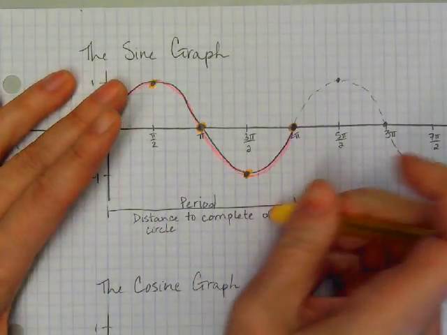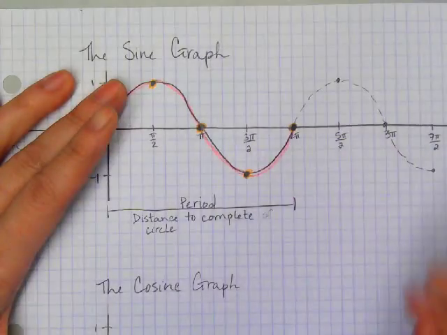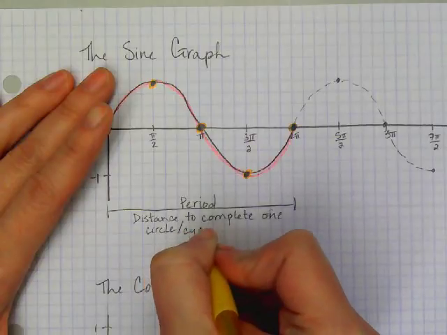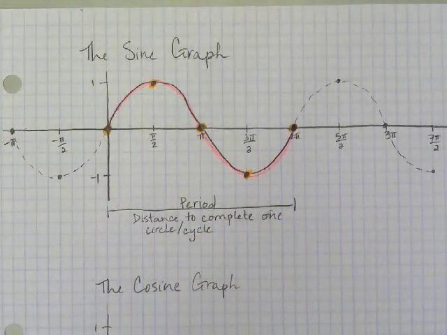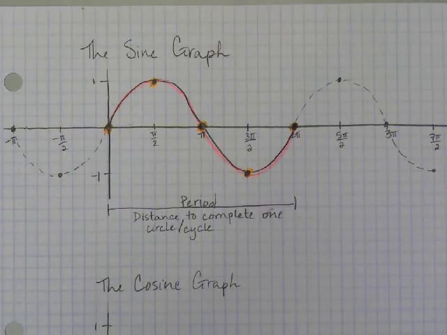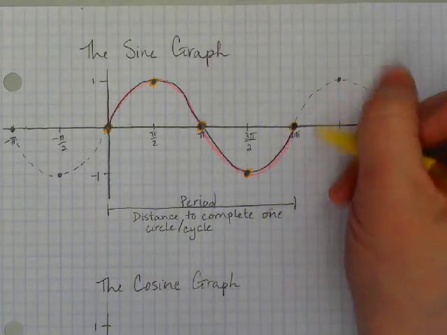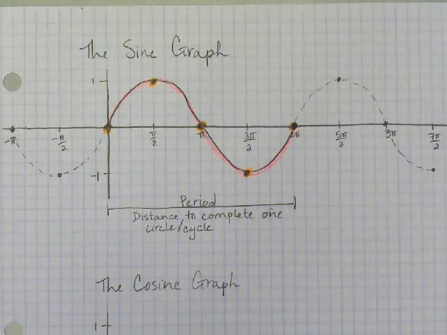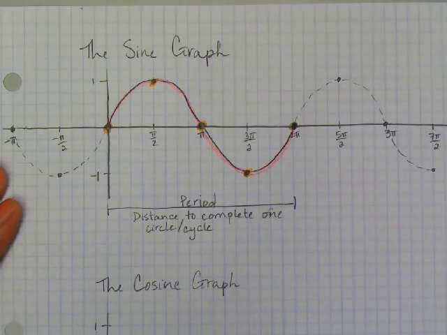Another piece of vocabulary was the midline. So I'm going to do that in a dashed line. The midline is just that. It's halfway between your highest and lowest points. So this is important as well when we start moving our graph up and down.